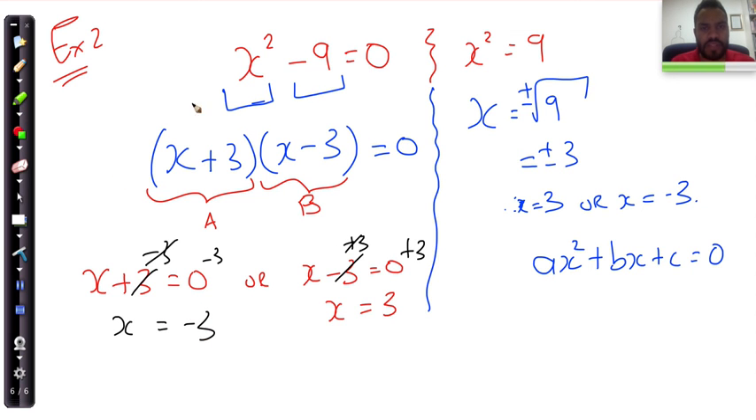So that is example number 2, okay, where we had a simple difference of squares. We'll look at some more quadratic equations in a moment.